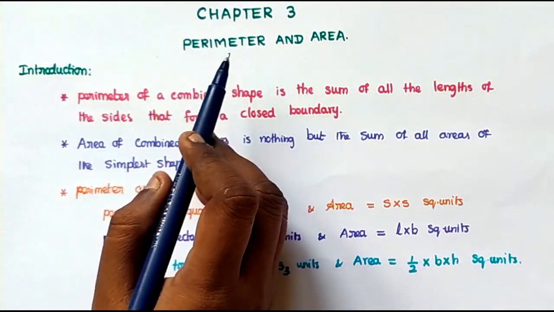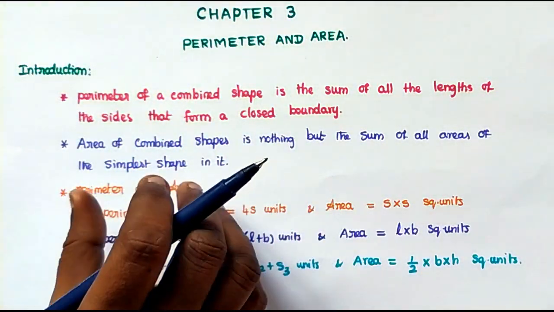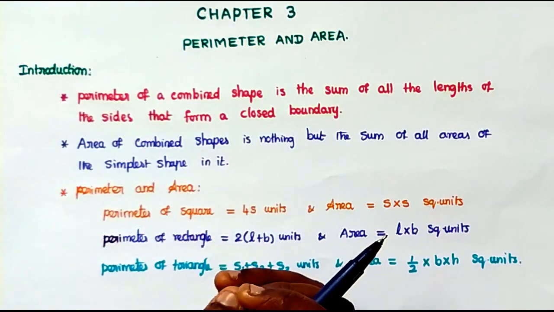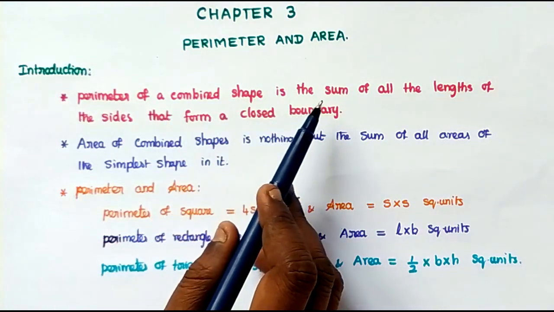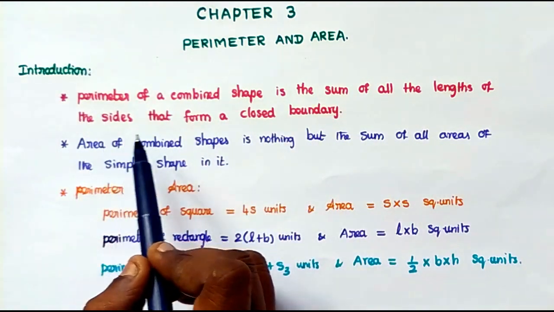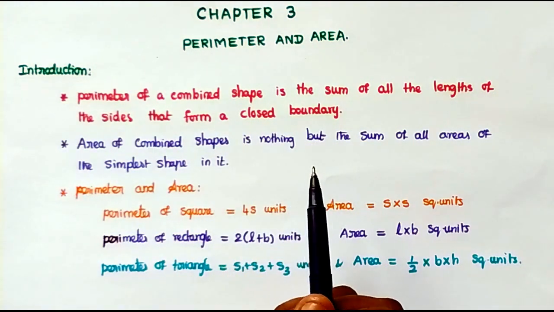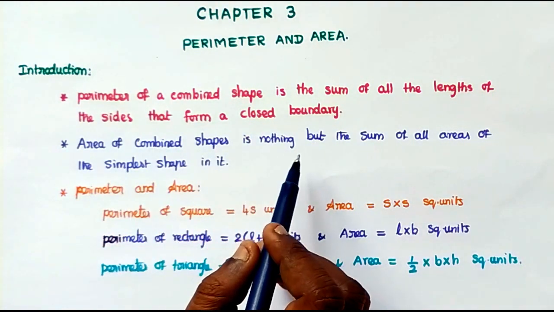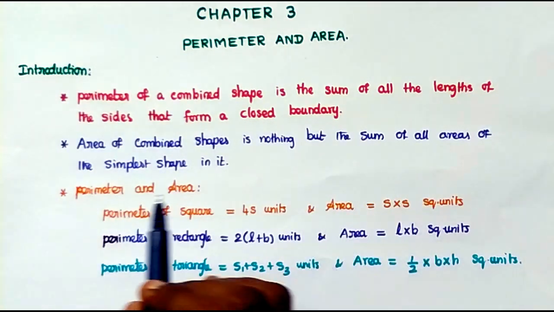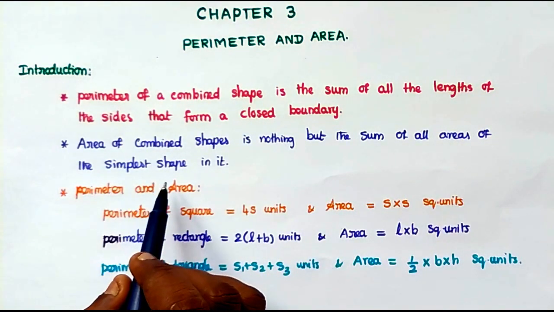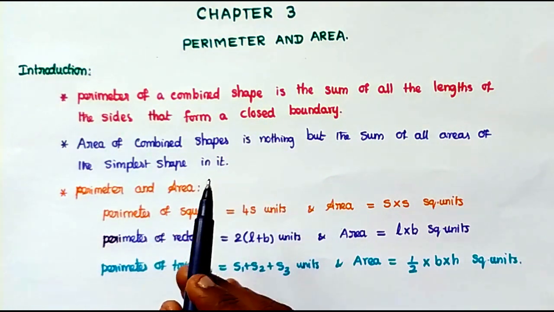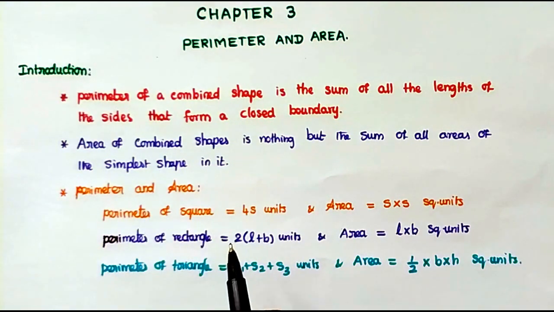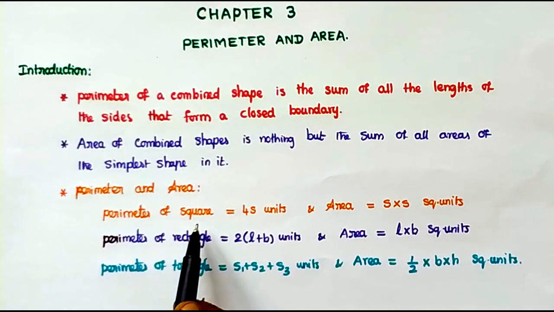Look at this chapter 3, perimeter and area. Here we discuss the perimeter and area of the combined shape. Listen here, perimeter of a combined shape is the sum of all the lengths of the sides that form a closed boundary. And area of the combined shape is nothing but the sum of all areas of the simplest shapes in it. What are the shapes in it? We have to add these, and we get the area of the combined shape.